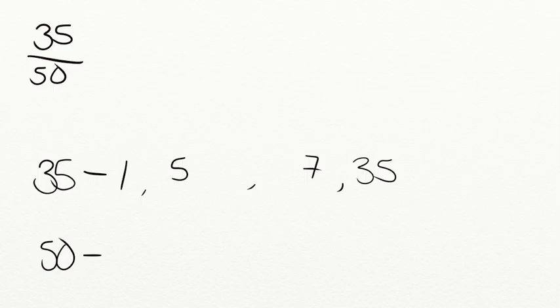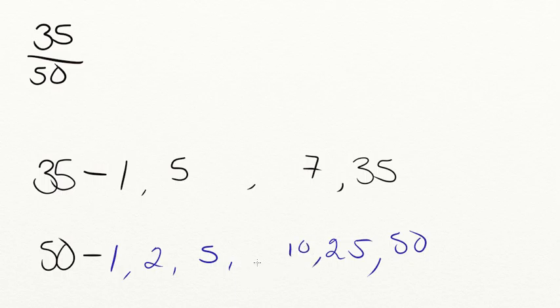Let's go ahead and list our factors for the number 50. We can multiply 1 times 50. We can multiply 2 times 25. We can't multiply anything by 3 or 4, but we can multiply 5 times 10. We can't multiply anything by 6, 7, 8, or 9, so we've now listed all of our factors.